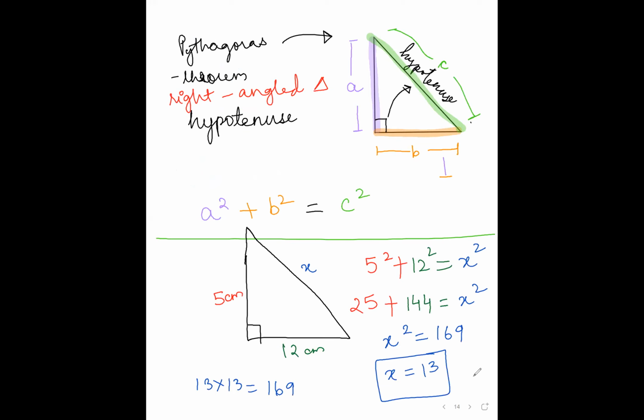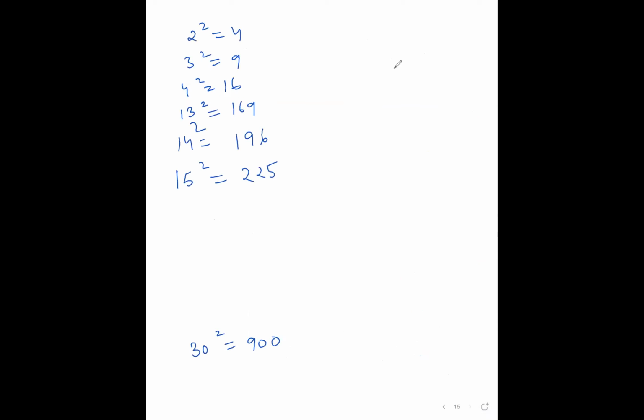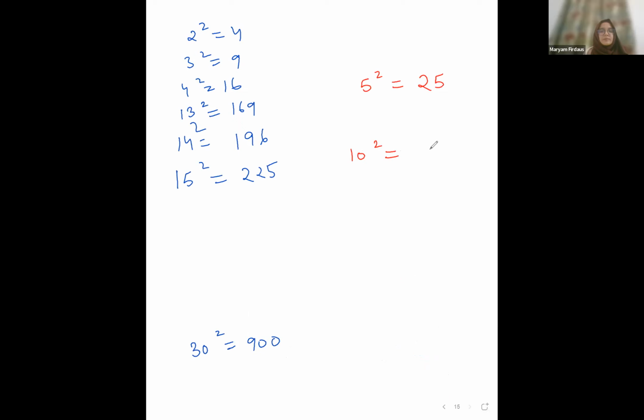See, I will tell you one short trick to find out if you can't remember the squares. You have to just remember a few basic squares. What are those? 5 5s are 25. Very good. 10 10s are 100.